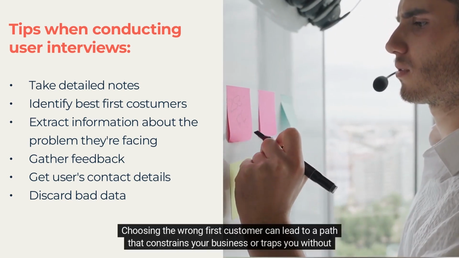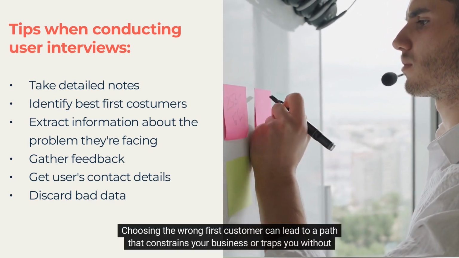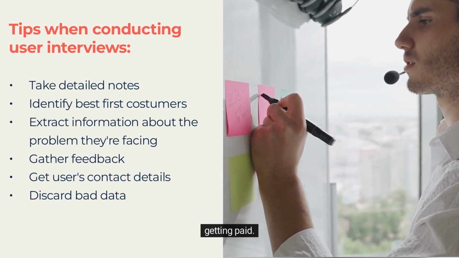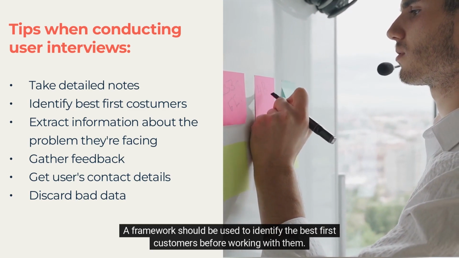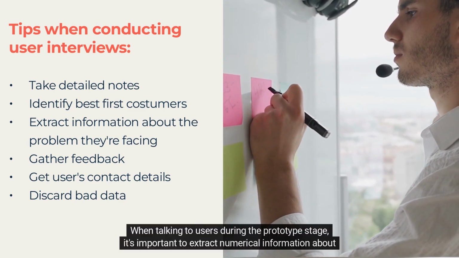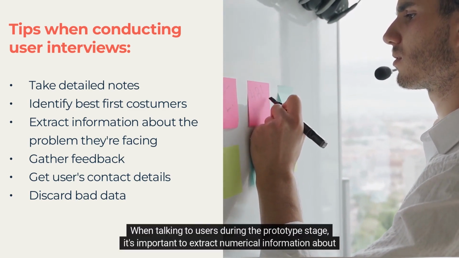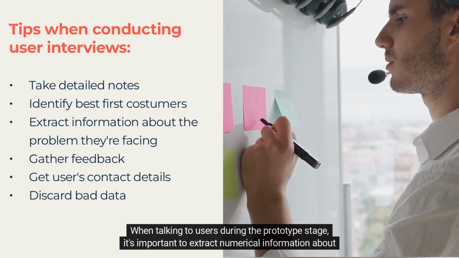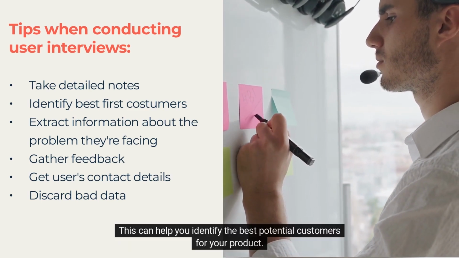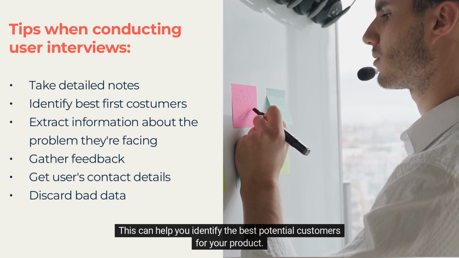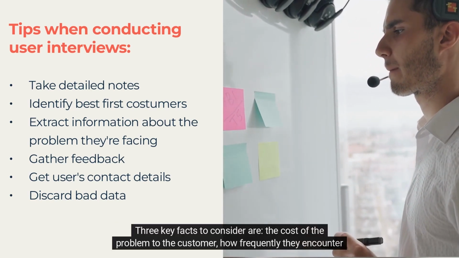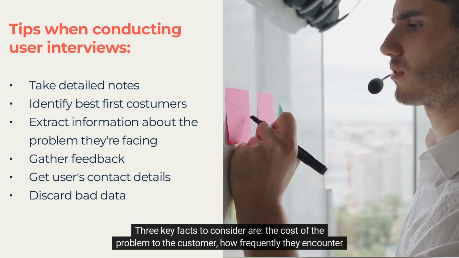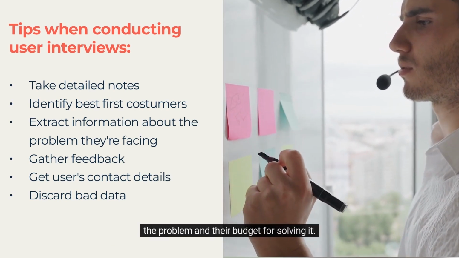Choosing the wrong first customer can lead to a path that constrains your business or traps you without getting paid. A framework should be used to identify the best first customers before working with them. When talking to users during the prototype stage, it's important to extract numerical information about the problem they're facing. This can help you identify the best potential customers for your product. 3 key facts to consider: the cost of the problem to the customer, how frequently they encounter the problem, and their budget for solving it.